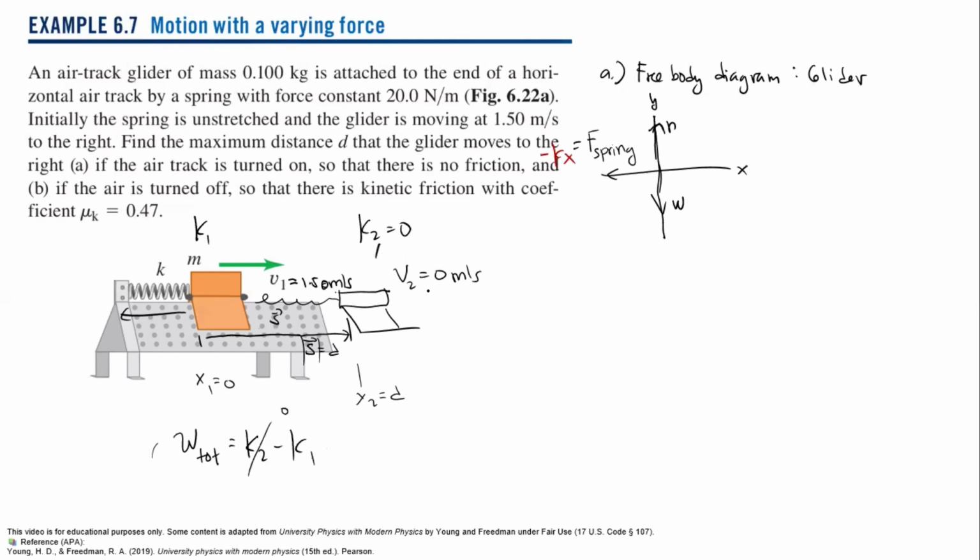This is equal to 0 because the final speed is 0. It is equal to negative k1, which is negative 1 half mv1 squared. Okay, the work total here is negative 1 half mv1 squared. We also note that the work total is equal to the change of the kinetic energy. The work total, from our discussion, is also the work done by the normal force plus the work done by the weight force, which we know is perpendicular to the displacement.